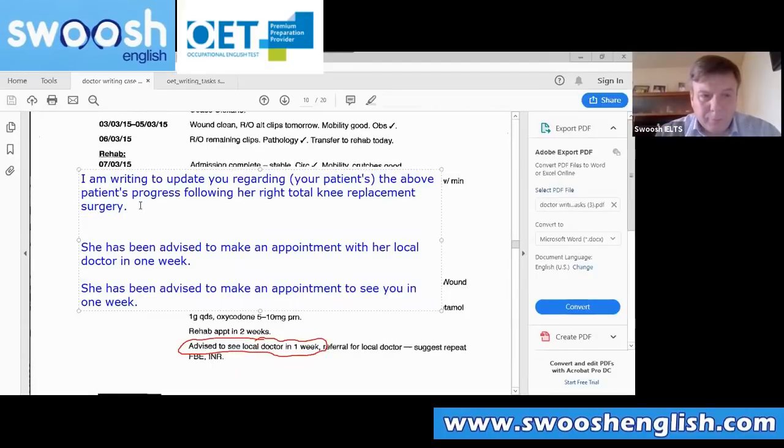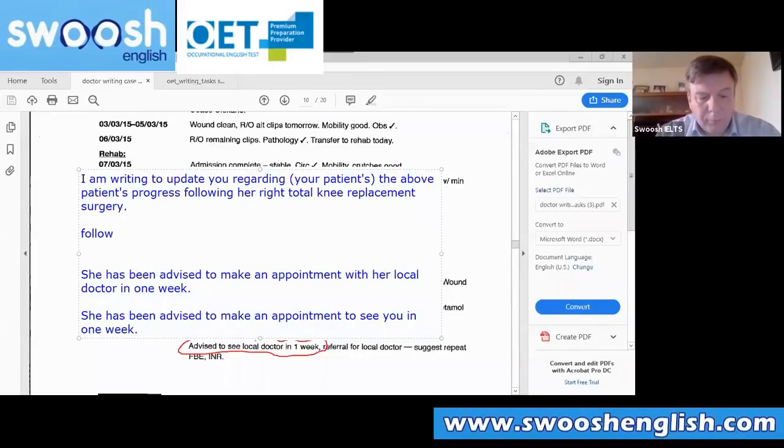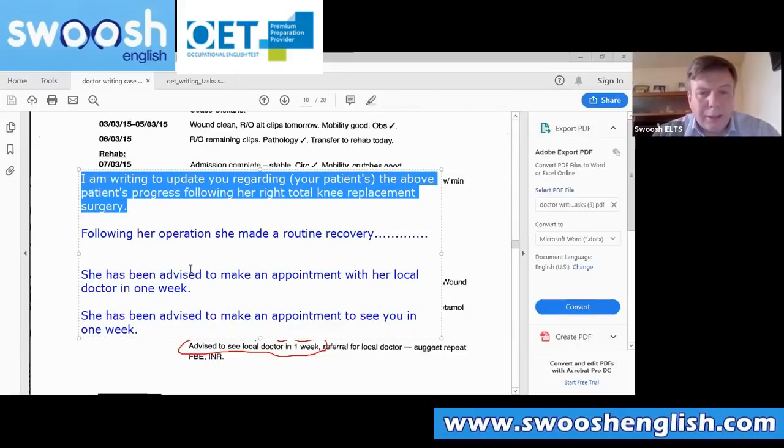And then you would start off, so following operation she made a routine recovery. And then you would just go on and list whatever it is. Okay, so just be careful with your opening and your closing, if it's got something like that on. I've seen a few mistakes, including information that the reader is already going to know. So pay attention to those points. That is going to be in the task, so look at the task carefully when you're writing.